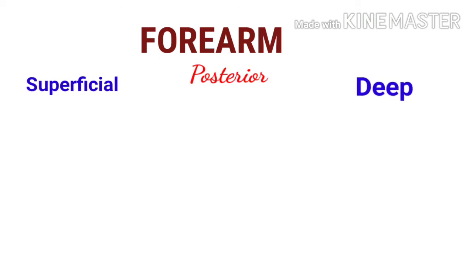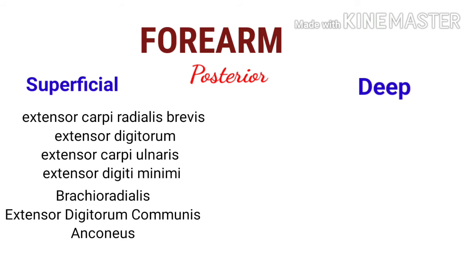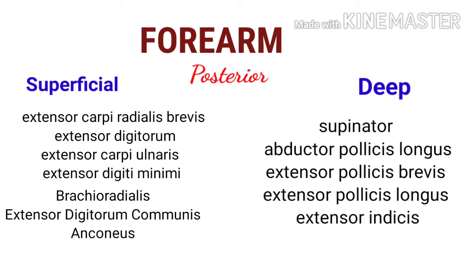We have the posterior compartment. The muscles in the posterior compartment of the forearm are commonly known as extensor muscles. Anatomically, the muscles in this compartment can be divided into 2 layers, deep and superficial. In the superficial, we have extensor carpi radialis longus and brevis, extensor digitorum, extensor carpi ulnaris, extensor digiti minimi, brachioradialis, extensor digitorum communis and anconeus. In the deep we have supinator, abductor pollicis longus, extensor pollicis brevis, extensor pollicis longus and extensor indicis.